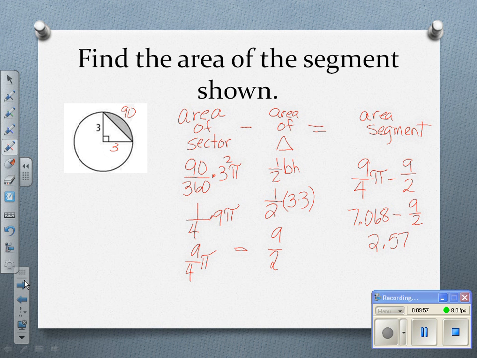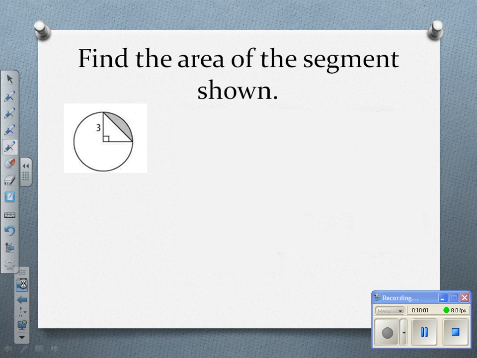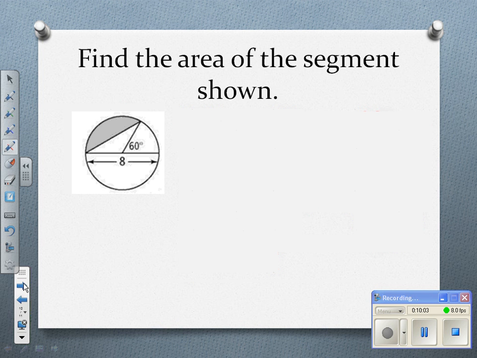So a couple steps involved in finding the area of a segment. Let's do one more example. Okay. It's kind of hard to see this one because we don't have a height. We don't have a base. We don't know what they are. So we've got to do some trig in order to do that.